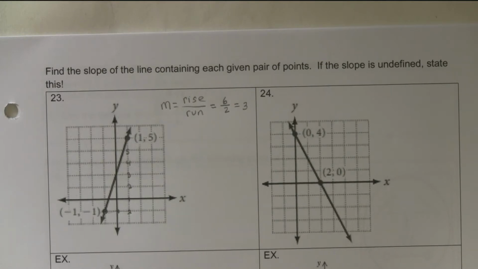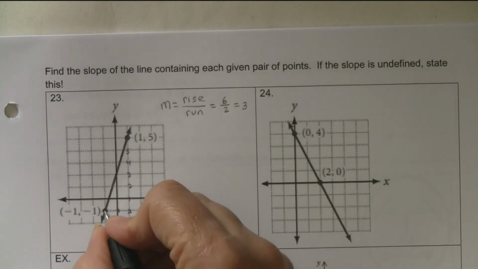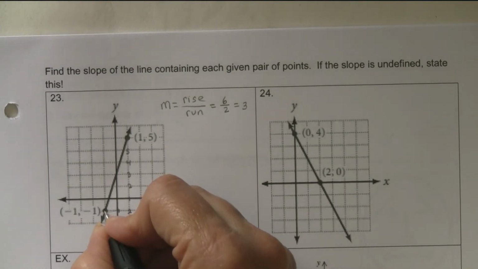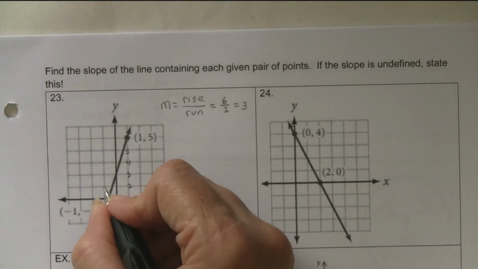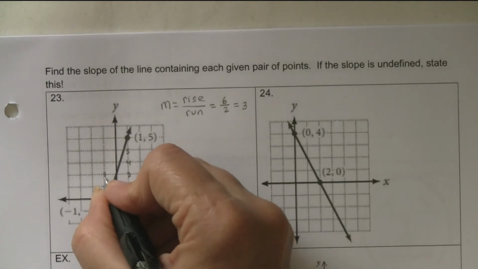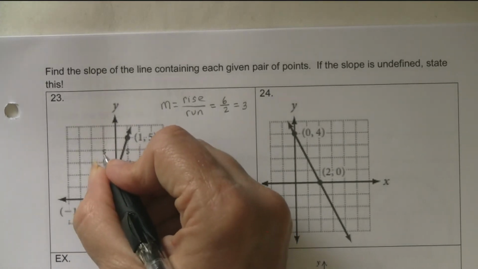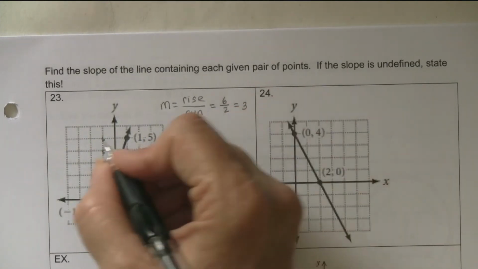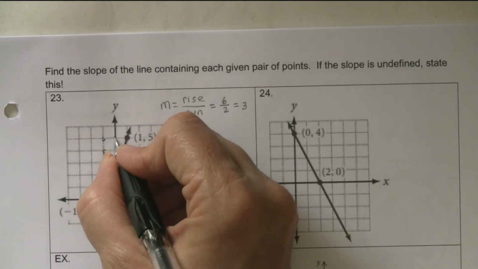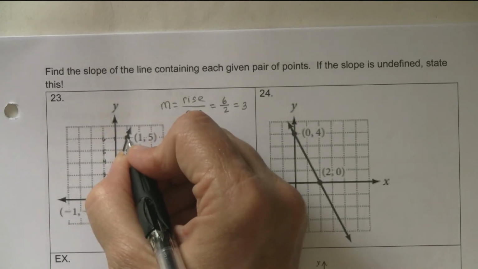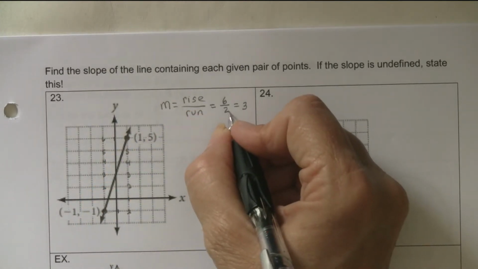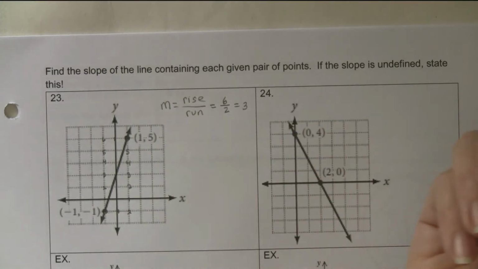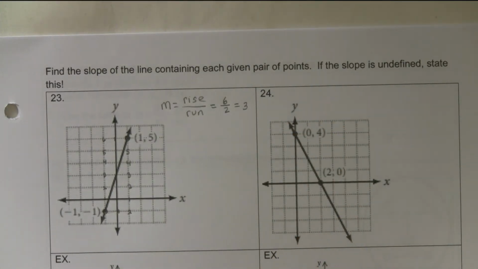Now I want to show you that it would not matter what you started counting first. So you could have started here, and you could have said that I count my rise first. So you would have counted 1, 2, 3, 4, 5, 6, and then you would have written down 6 for your rise. Then you would have counted here 1, 2, and I'm going in the positive direction, 2 for my run. And then 6 divided by 2 is 3. So it makes no difference whatsoever which one you count first.